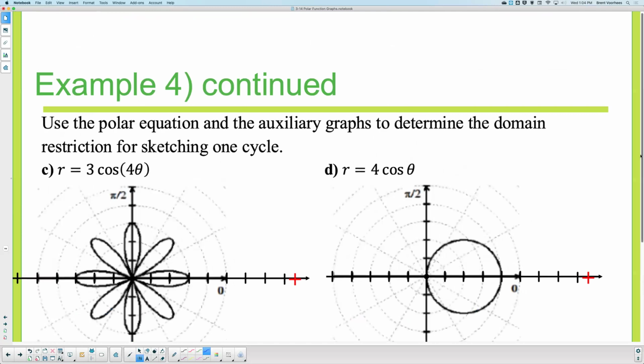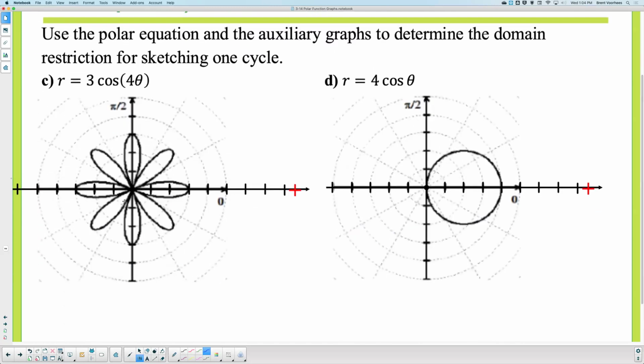All right, how about C? How many petals do you see? 8. So how long will it take? This will require 2 pi.